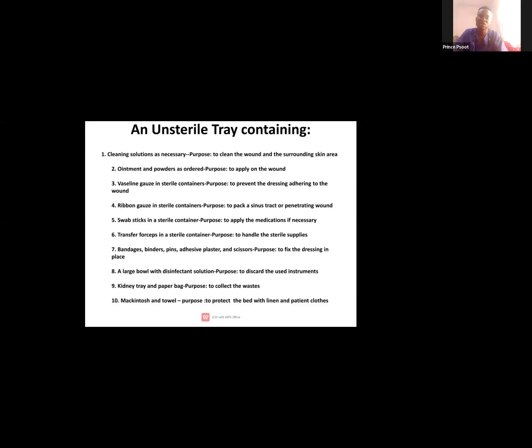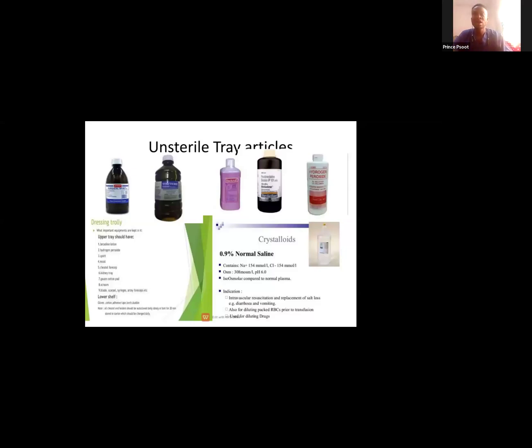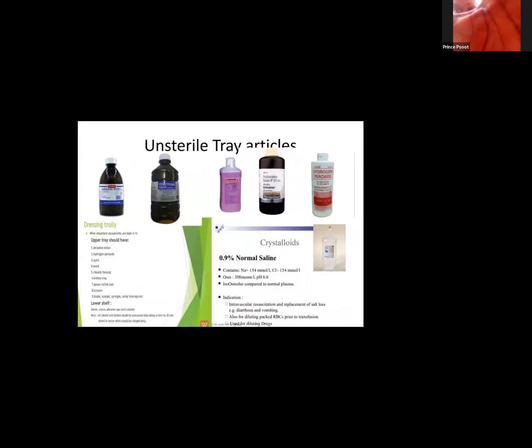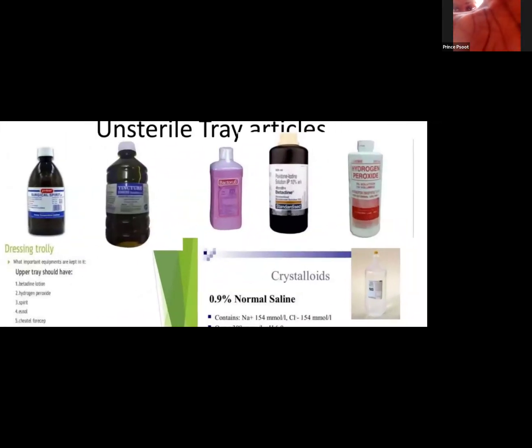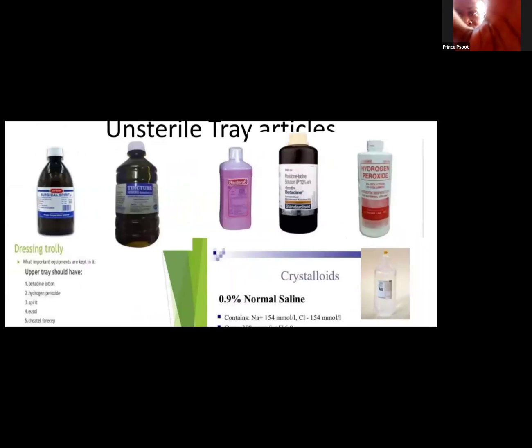Then we have the Macintosh and towel. The purpose is to protect the bed with the linen and the patient's clothes from getting soiled. So here are the unsterile or the clean tray articles. Here we have hydrogen peroxide, we have normal saline, we have povidone iodine, we have Bactorob, we have tincture.